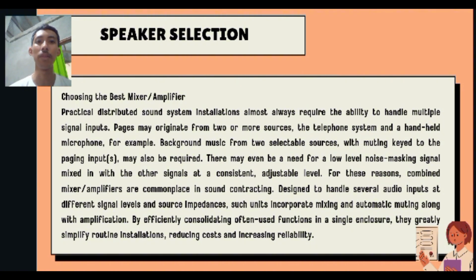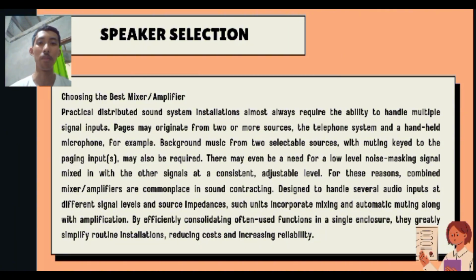Choosing the best mixer amplifier. Practical distributed sound system installations almost always require the ability to handle multiple signal inputs. Pages may originate from two or more sources, such as the telephone system and a handheld microphone. For example, background music from two selectable sources with muting keyed to the paging inputs may also be required. There may be a need for a low-level noise masking signal mixed in with the other signals at a consistent, adjustable level.